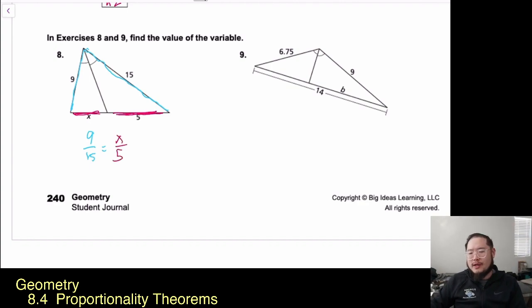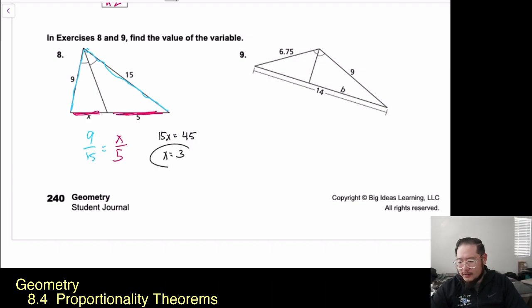The reason why I put the x on top for my numerator is because it's adjacent to that 9. All right, so we got 9 over 15 is equal to x over 5. And so simply, we'll go ahead and cross multiply. I've got 15x is equal to 45. Divide both sides right here by 15, and x is equal to 3. And there is the value of the variable.